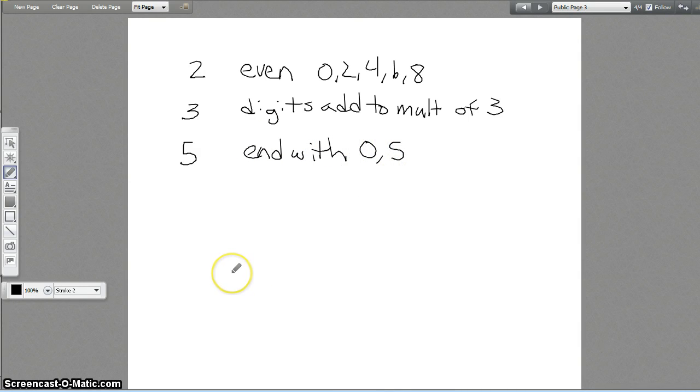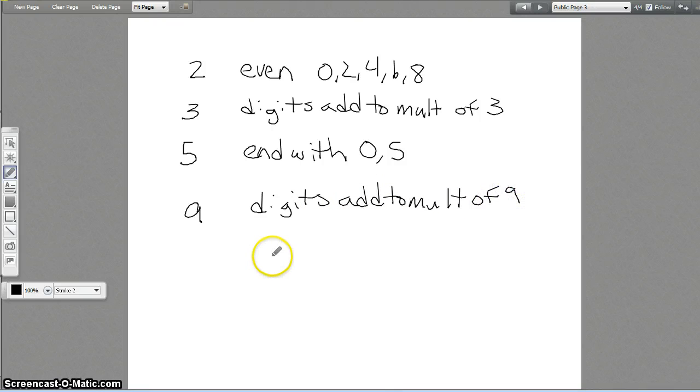And then there isn't a rule for 7. So those are the only ones that we have some real good rules on. 9 is not a prime number, but 9 does have a handy rule. If a number is divisible by 9, the digits in the number will add up to a multiple of 9.